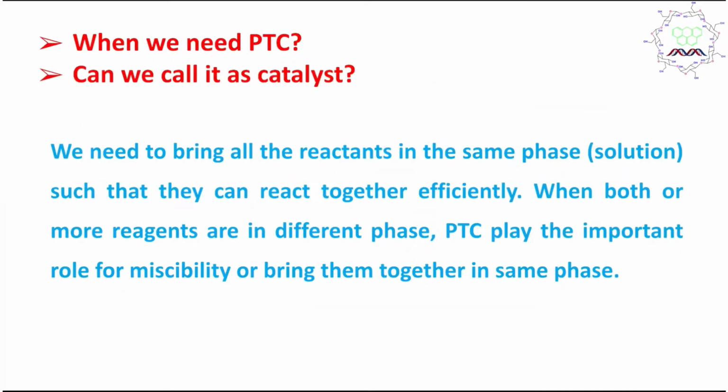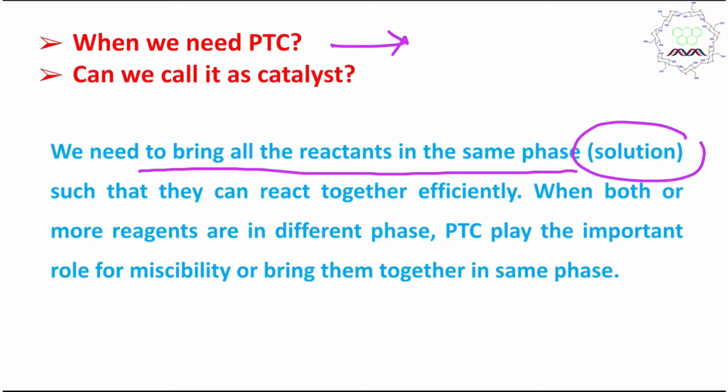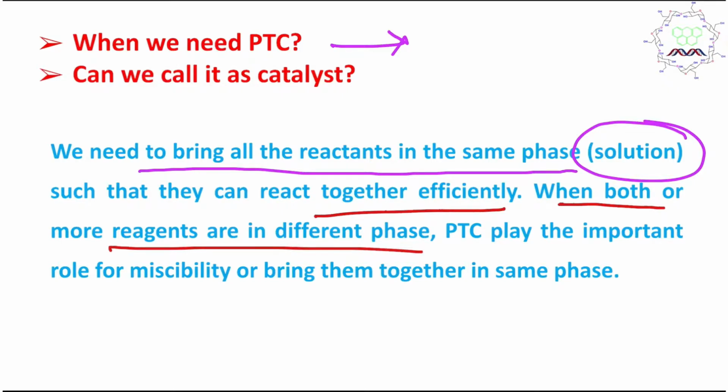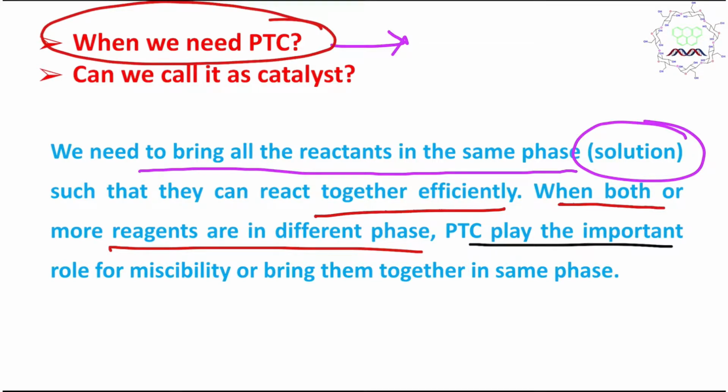Now the question comes here: when do we need a PTC? Question number 1. We need to bring all the reactants into the same phase or in solution where the reaction is happening, such that they can react together efficiently. When two or more reagents are in different phases, PTC plays the important role. As I told some time before, it brings the reactant from one phase to another phase where the reaction is occurring. So that is the role of PTC, bringing all the reactants into the same phase.